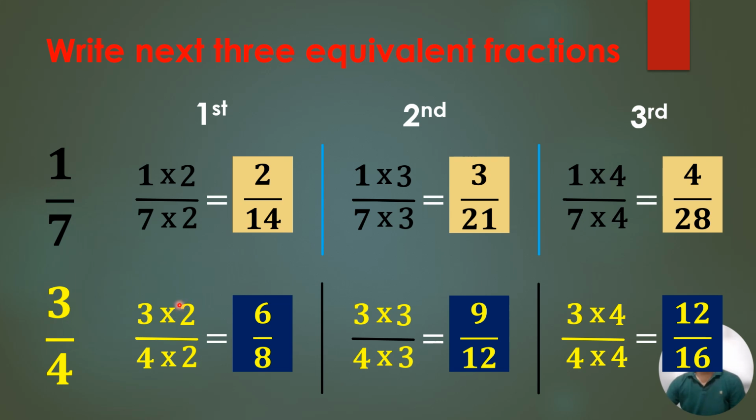So here we multiply 2 in both numerator and denominator. Here we multiply 3 in both numerator and denominator. Here we multiply 4 in both numerator and denominator. Okay, to get the first, second and third equivalent fractions.